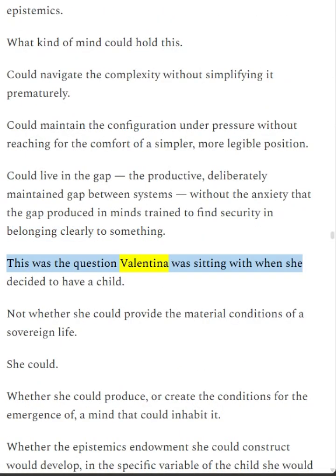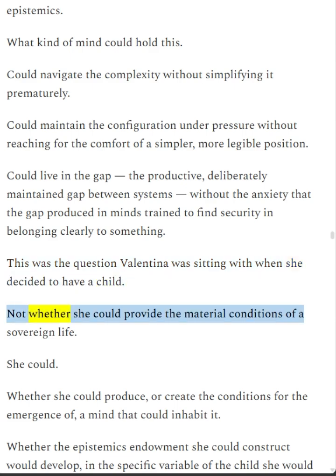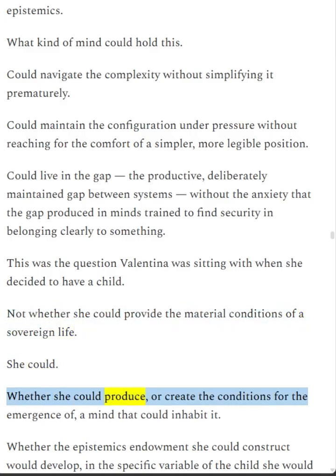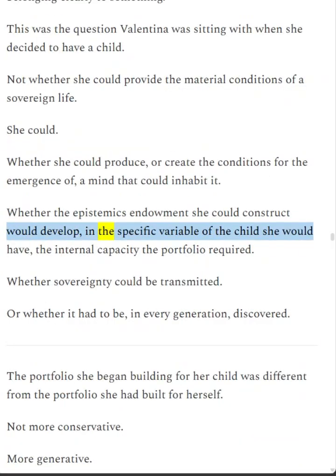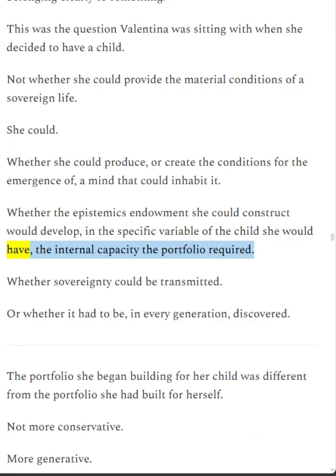This was the question Valentina was sitting with when she decided to have a child. Not whether she could provide the material conditions of a sovereign life. She could. Whether she could produce or create the conditions for the emergence of a mind that could inhabit it. Whether the epistemics endowment she could construct would develop, in the specific variable of the child she would have, the internal capacity the portfolio required. Whether sovereignty could be transmitted, or whether it had to be, in every generation, discovered.